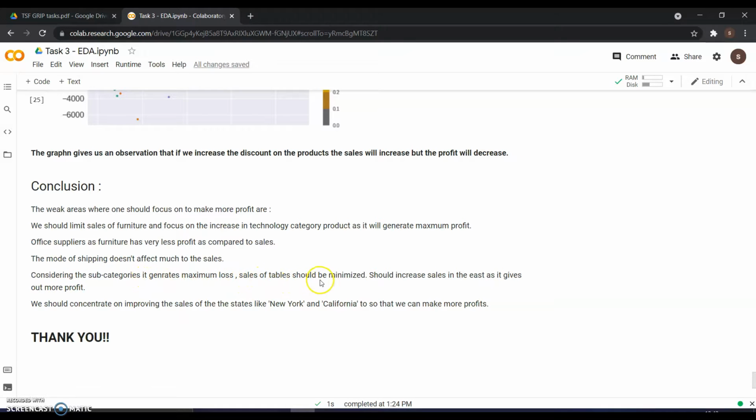Sales of tables should be minimized and we should increase sales in the East as it gives more profit. Lastly, we should concentrate on improving the sales of states like New York and California so that we can make more profits.